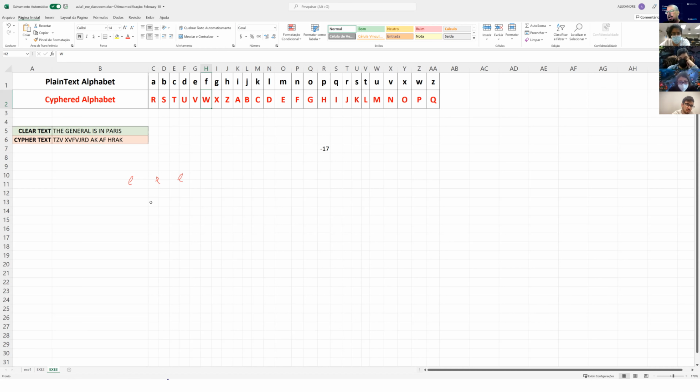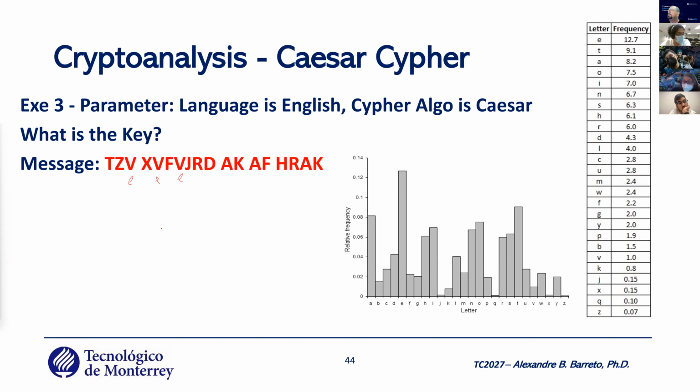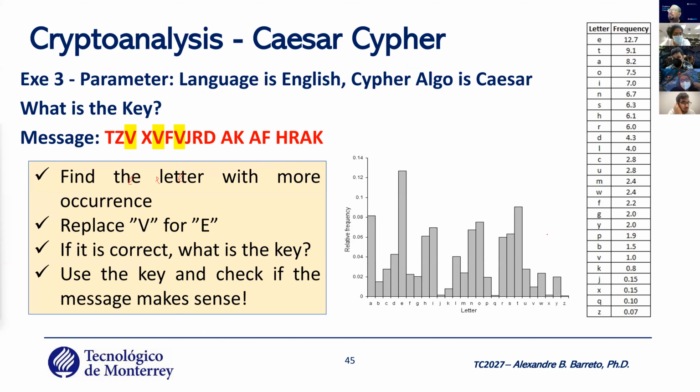In this case, I created the clear text message, the cipher and the exercise. So, it's the process: you find the letter with more occurrences. In this case, replace V with E. If it's correct, what's the key? Use the key and check if the message makes sense. If it doesn't make sense, you find the second most frequent letter.